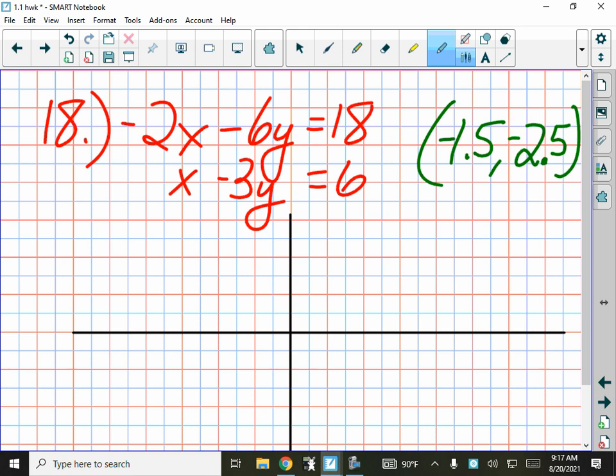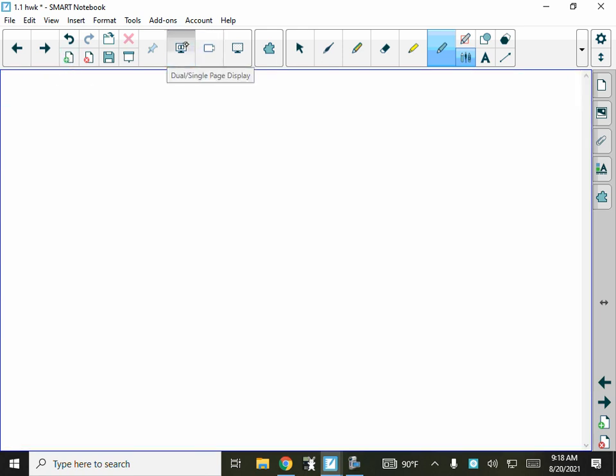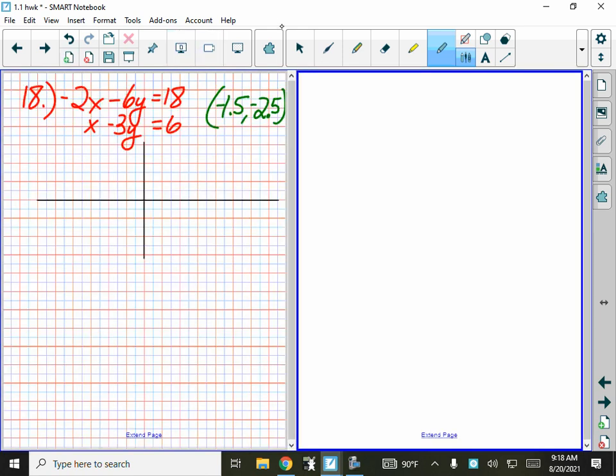Let's do the math. Okay, so since we got the new Smart Podium, I got back this feature, which is a split screen. So I'm going to add a slide. I'm going to do a split screen. Look at that. And now I can do my work over here and then graph over there. That's awesome.